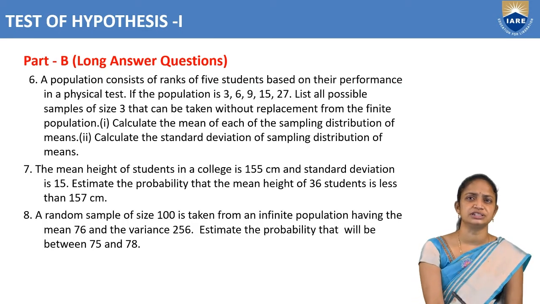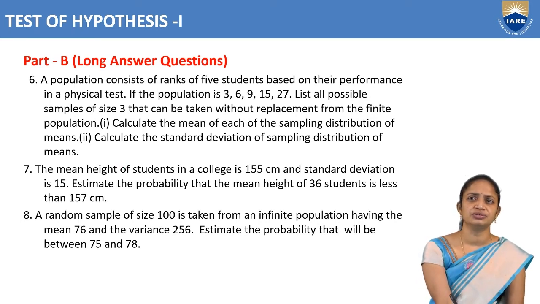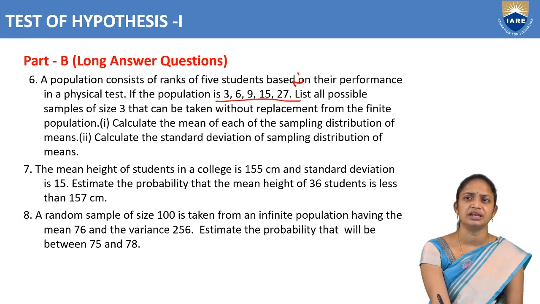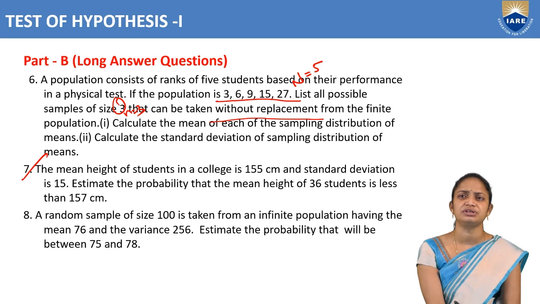So now coming to the sixth problem, a population consists of ranks of 5 students based on their performance test. So here we have capital N equal to 5 and small n equal to 3. So again here we have to use without replacement, without repetition. The formulas are same.